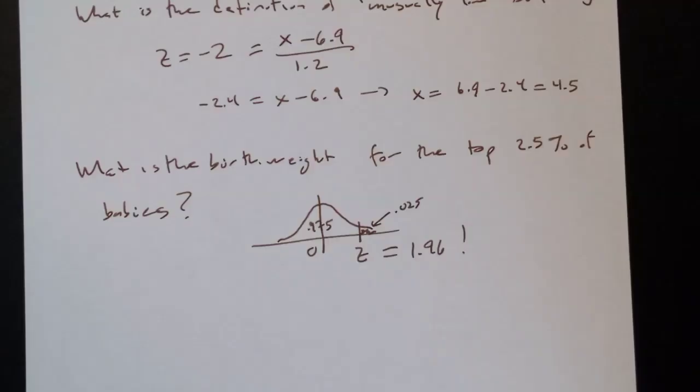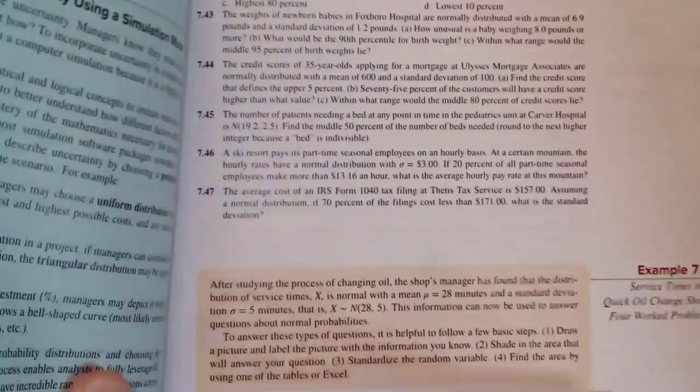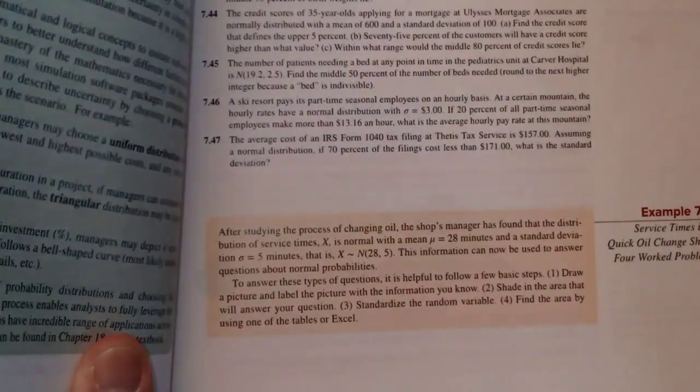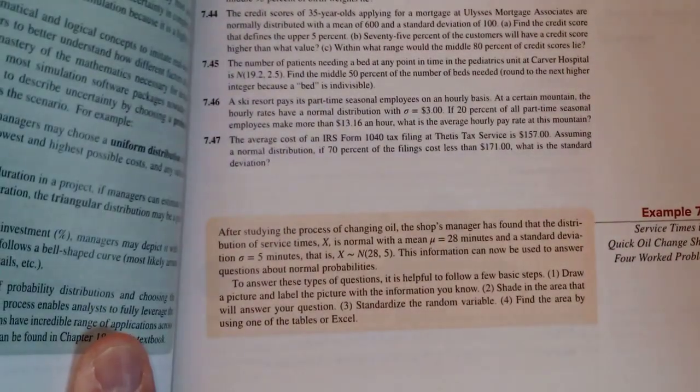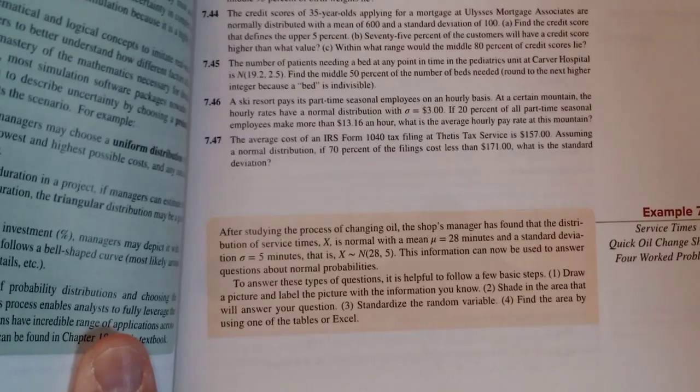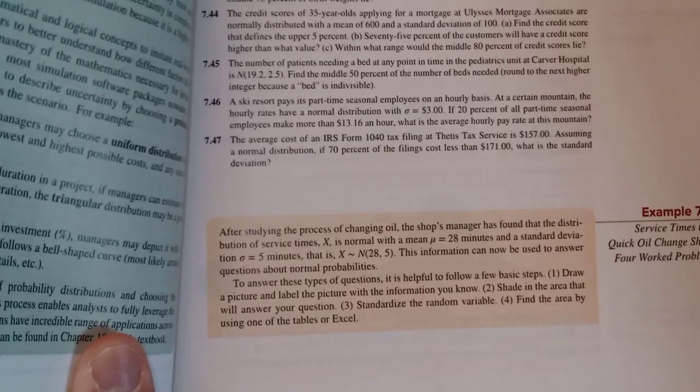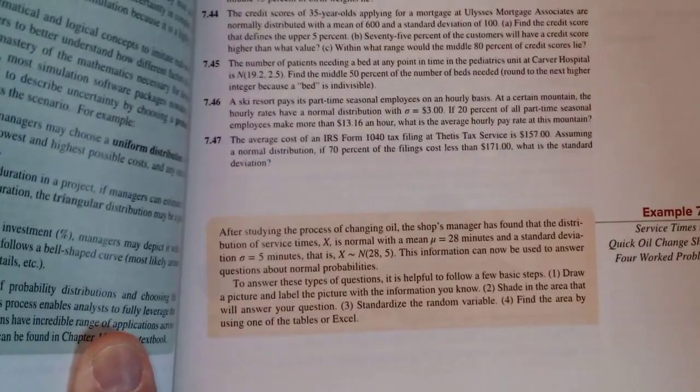It depends on your application as to what you really want to know out of the situation you find yourself in. Bottom of page 251. An auto shop notices oil change times have a mean of 28 minutes and a standard deviation of 5 minutes and are roughly normally distributed.